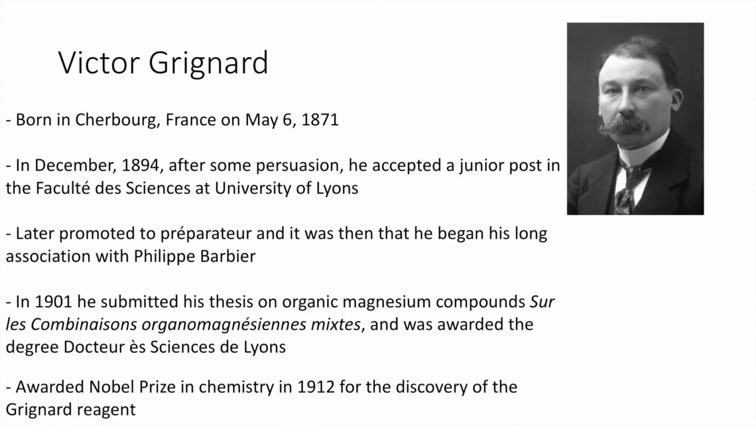Now, Victor Grignard was born in Cherbourg, France on May 6th in 1871. In December 1894, after some persuasion, he took a junior post at the University of Lyons, and after that he was promoted and began his long association with Philippe Barbier. In 1901 he submitted his thesis on organic magnesium compounds, which then led to his award of the Nobel Prize in Chemistry in 1912 for the discovery of the Grignard reagent. He passed away in 1935.